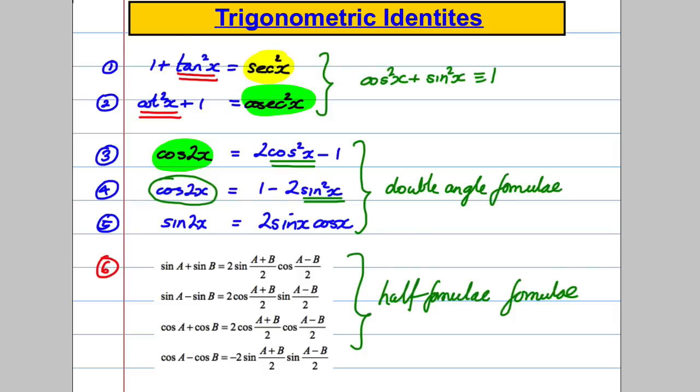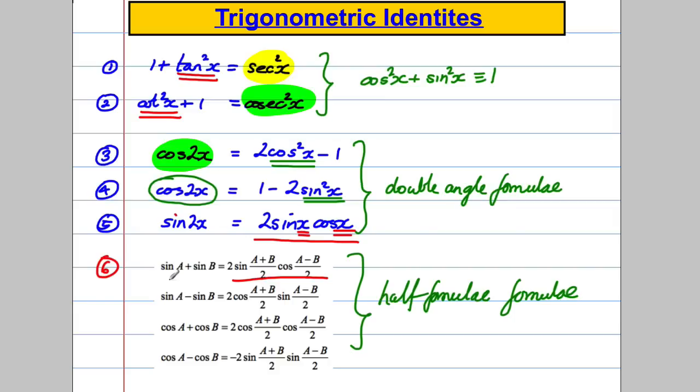If someone asked me to integrate something like 2 sine x cos x, as long as the angles are the same here, I would be able to integrate that by using the double angle formula for sine 2x. And similarly, some combinations, if someone asked me to integrate a sine of something of this form, I could rewrite it in that form and then integrate it.